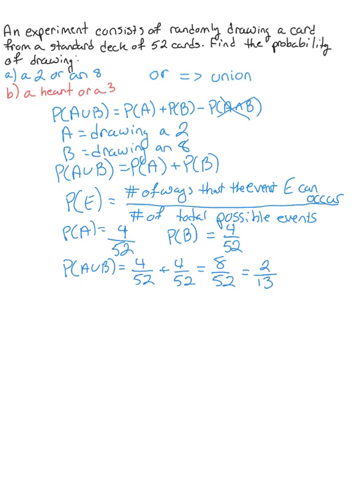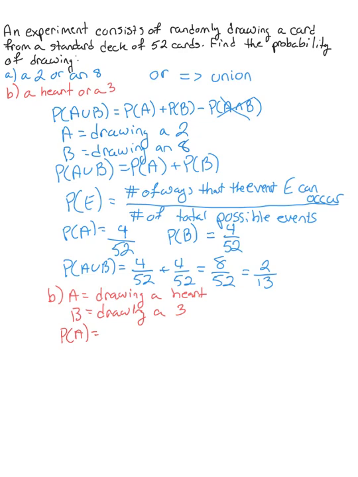Now, going to part B, let's switch colors here. We're going to let A represent drawing a heart, and we'll let B represent drawing a 3. We're going to use the same formula that was used up here. So let's check out the probability of A first, the probability of drawing a heart.